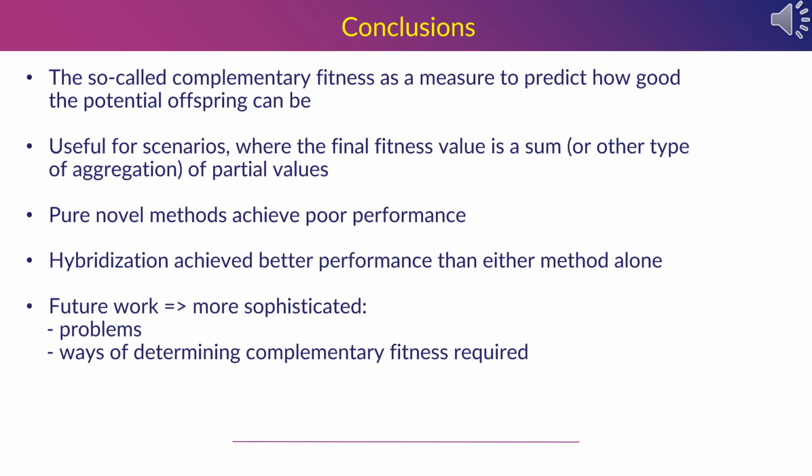Okay, let's conclude now. We've introduced complementary fitness as a measure to predict how good the potential offspring can be. This approach is useful for scenarios where the final fitness value can be calculated as a sum or other type of aggregation of partial values. Hybridization of our novel methods with a method that uses standard fitness achieved the best performance. In future work, we plan to include more sophisticated problems as well as more ways of determining complementary fitness.